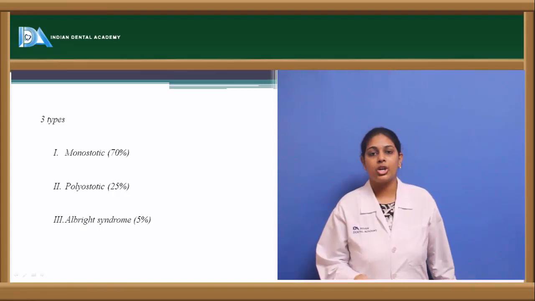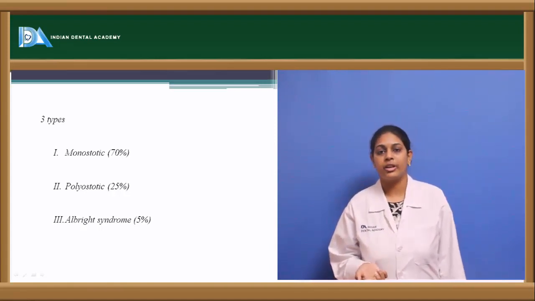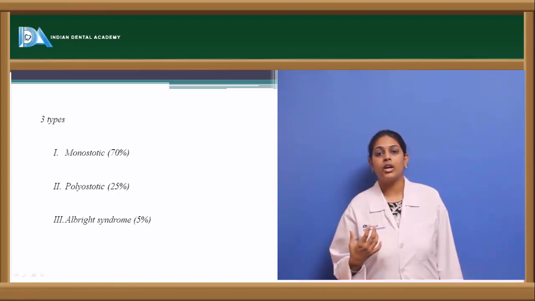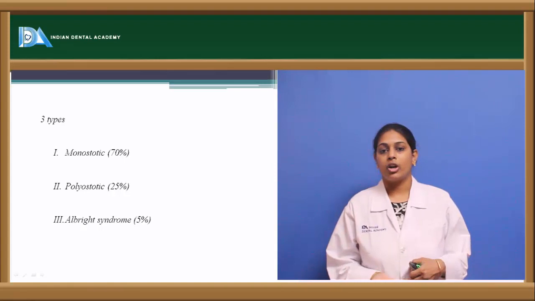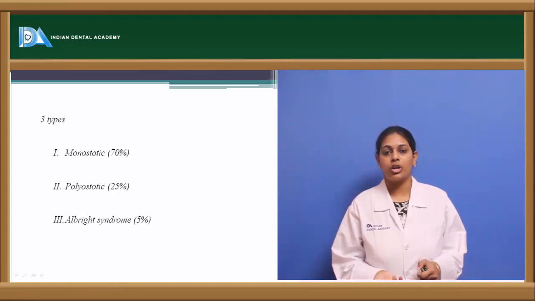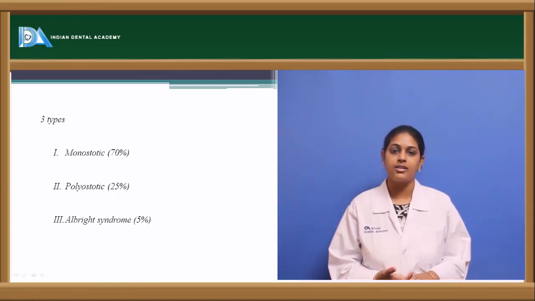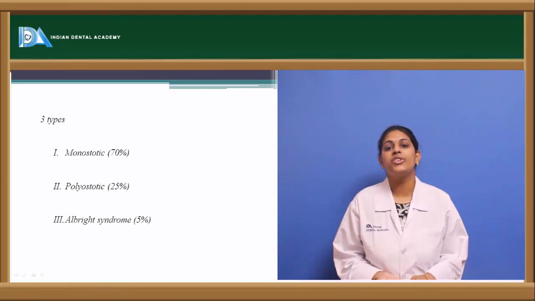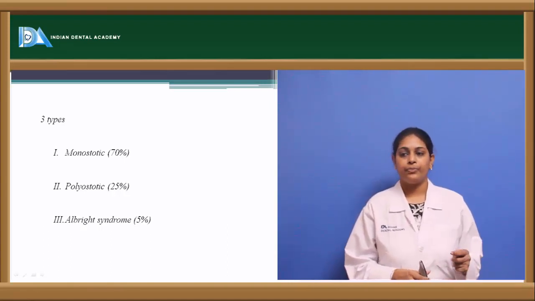Coming to the polyostotic type, it comprises 25% of all fibrous dysplasias, and as the term itself suggests, it involves multiple bones, not only a single bone as in the monostotic form. Most commonly we see involvement of the ribs, vertebrae and craniofacial areas, and certain other long bones, such as the femur, can also be involved in the polyostotic type.